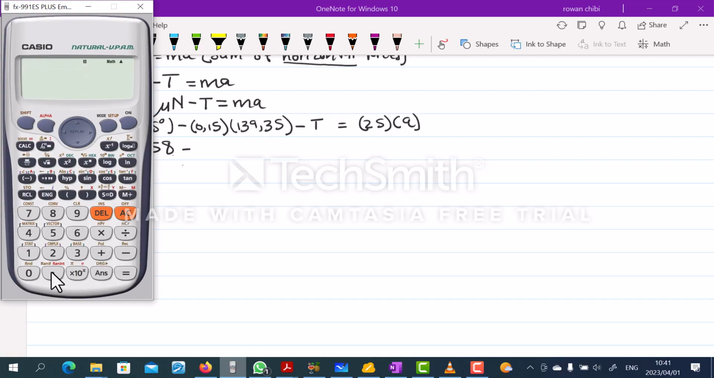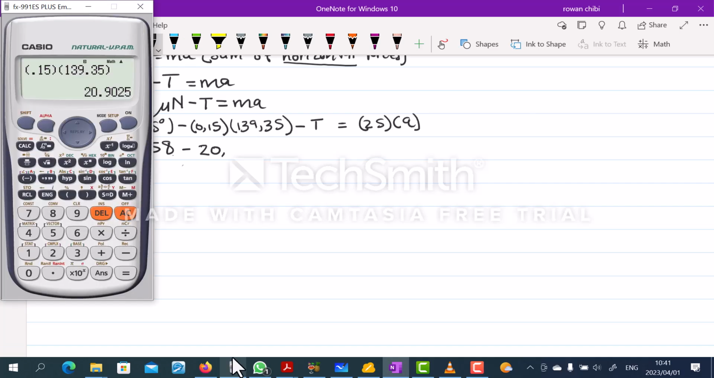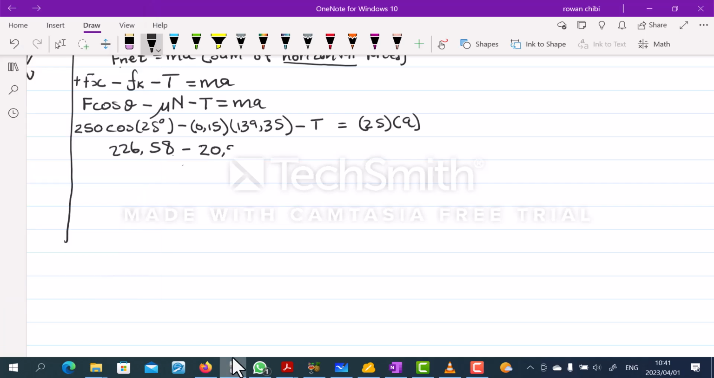We have 0.15 multiplied by 139.35. So you have the answer as 20.90. This one is 20.9025. 20.9025 minus T equals 25 times a, which is just 25a. So these are the like terms, then we can add these two.